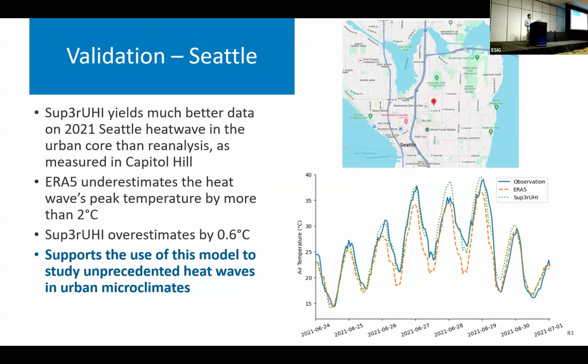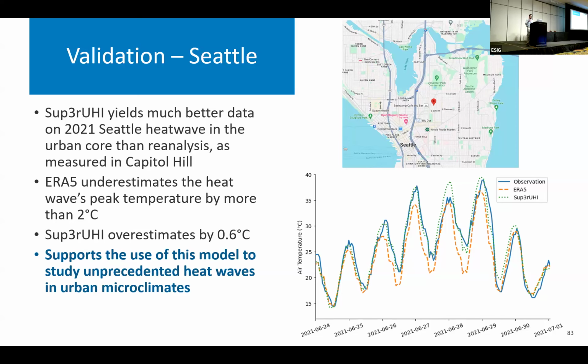There was a very extreme heat wave in 2021 in the Pacific Northwest in Seattle. This actually presents a really great opportunity for validation and a nice natural experiment where you can take this event that's totally unprecedented in the training data and see how ERA represents this in the urban core, how ERA represents the urban microclimate, and then how the super resolved data does. And you see that in downtown Seattle near Capitol Hill, ERA5 is underestimating the peak temperature by more than 2 degrees Celsius. So pretty significant underrepresentation of both the heat wave and the urban microclimate.